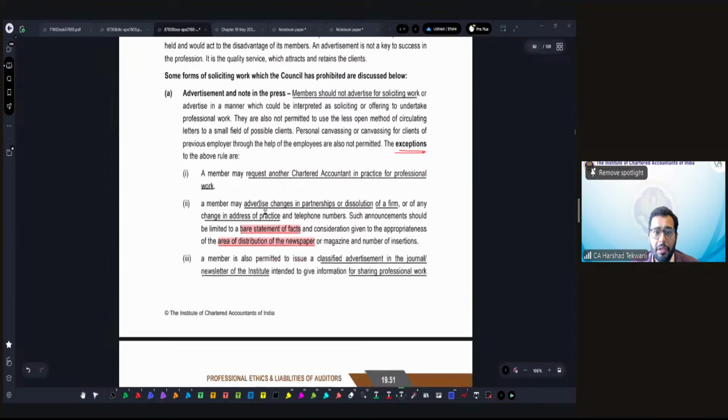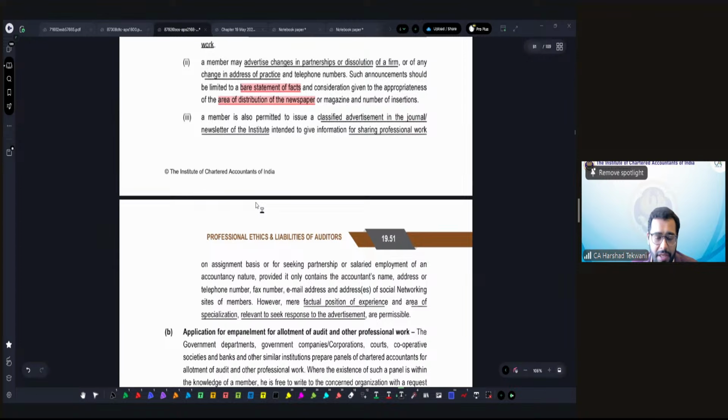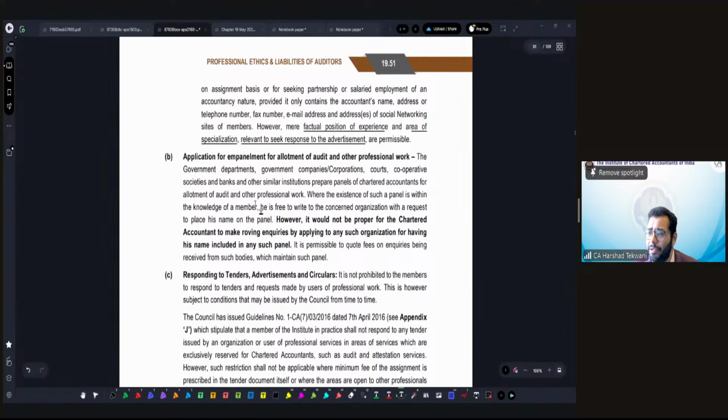Okay. Then this was with respect to newsletters in the institute that we discussed. Then what is permissible? Application for empanelment with the various authorities. We also have a multi empanelment form by the institute. We have different empanelment forms or opportunities where you can apply for empanelment as an auditor or as a CA firm. The only condition here is you should be aware of that empanelment. You should be aware of the existence of such a panel. If you are not aware of the existence of the panel and still you apply for empanelment, that is an advertisement or a roving inquiry.